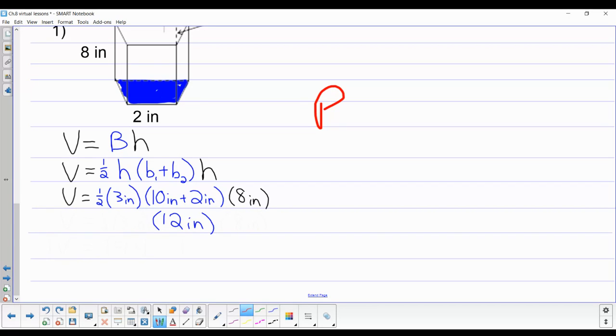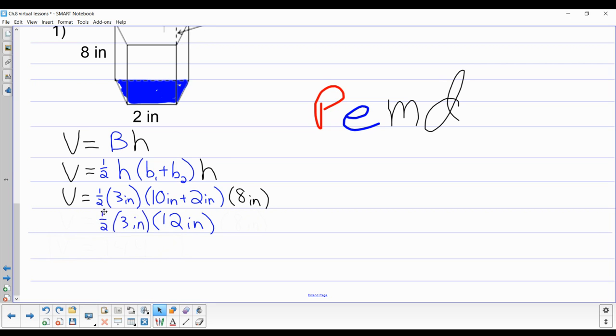Then we look for exponents. In this problem, there are no exponents. So I go to the next step, which would be any multiplication or division. Oh, sorry, I skipped a step. Once I did the addition in the parentheses, I should have copied everything down I did not use. We did not use the 3 inches, we did not use the 1/2, we did not use the volume equals on the left, and we did not use the 8 inches on the right.